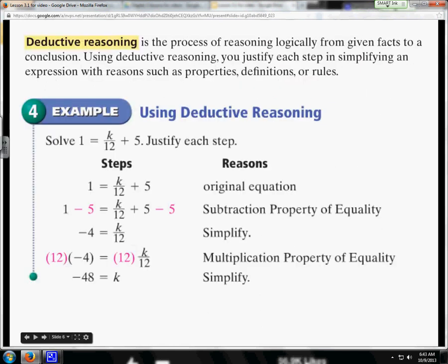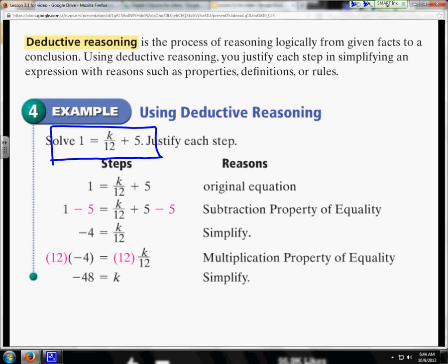Okay, now last thing is deductive reasoning. This is the process of reasoning logically from given facts to a conclusion. So I just want you to look at this. Use deductive reasoning to justify each step in simplifying an expression. We're going to do a little bit more of this, but here's my equation. Solve 1 equals k over 12 plus 5 and justify each step.